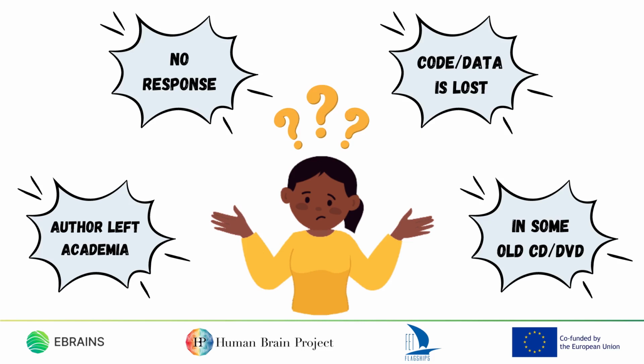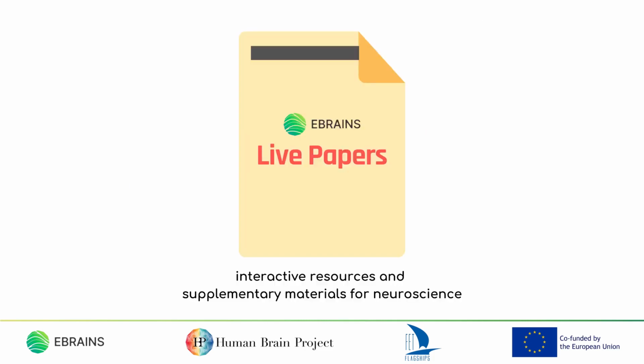So what does one do in such a situation? And why do we end up in such situations in the first place? What is lacking is a structured and systematic way of sharing scientific resources that makes this process simpler for both the authors and the potential users. This is exactly what the EBRAINS Live Papers aims to address.